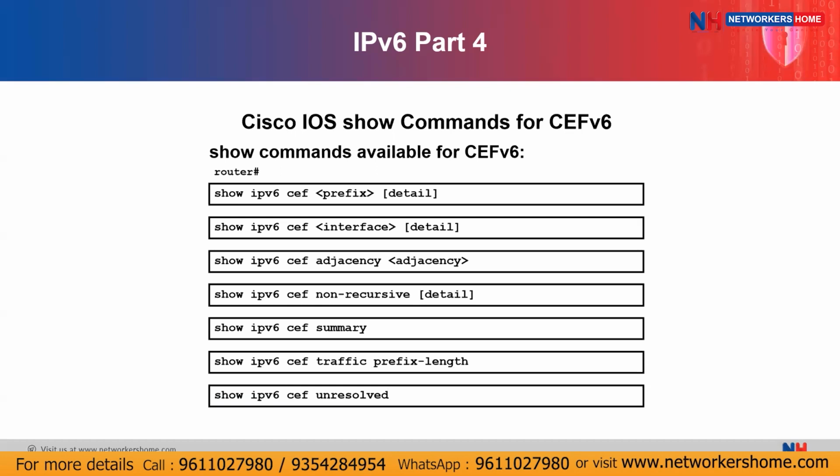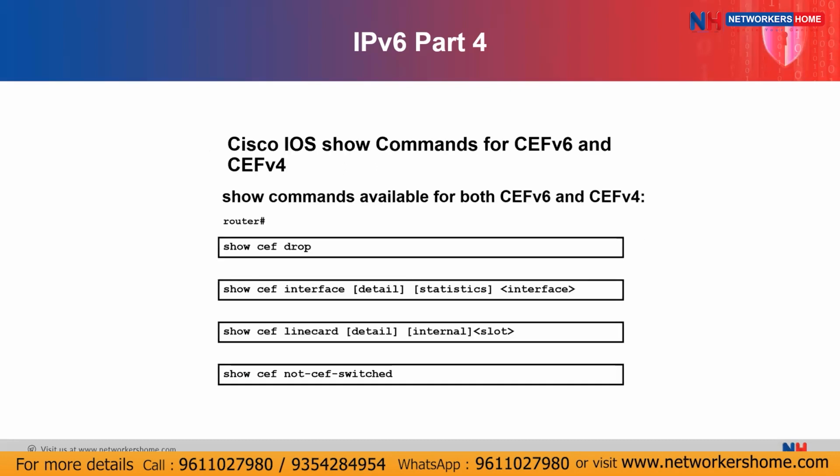So show IPv6 CEF prefix detail, interface detail, show IPv6 CEF adjacencies, show IPv6 CEF non-recursive, show IPv6 CEF summary, show IPv6 CEF traffic prefix length, show IPv6 CEF unresolved. All these options we have to verify. And commands for both CEF v6 and v4: show CEF drop, show CEF interface detail, show CEF line card, show CEF not CEF switch. So these commands we can execute both for IPv6, show IP version 6, and as for IP version 4.